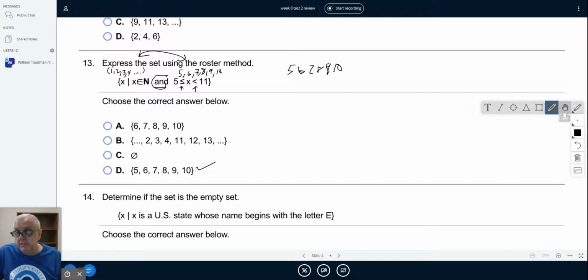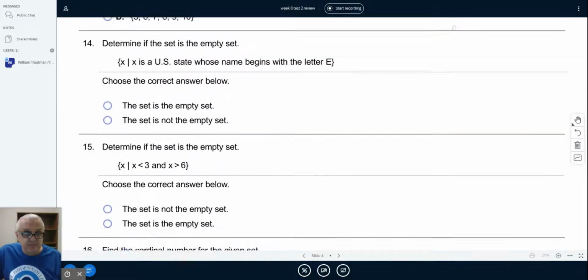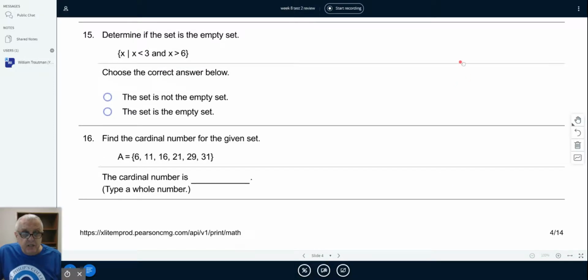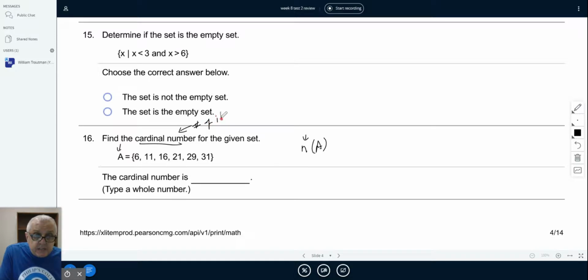First, I've got to find it. Find the cardinal number of the given set. Another way of writing the cardinal number of set A is to write it like this. You see this little n. The cardinal number of set A. Cardinal number is the number of items. The number of items in the set.